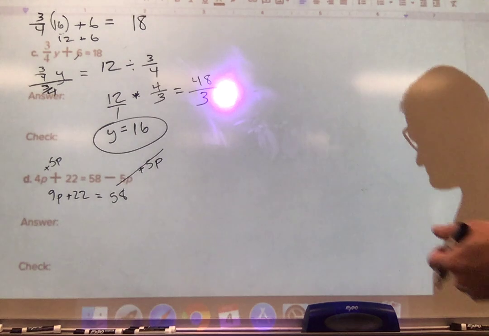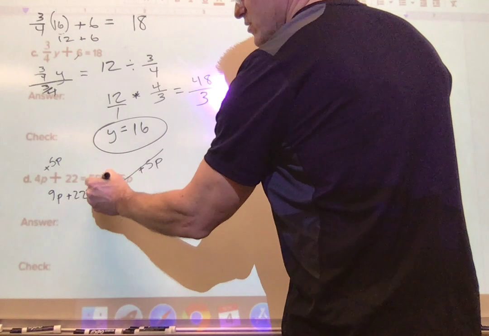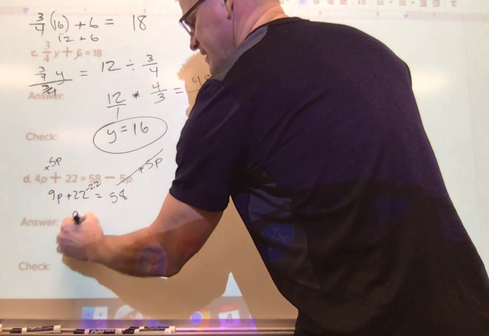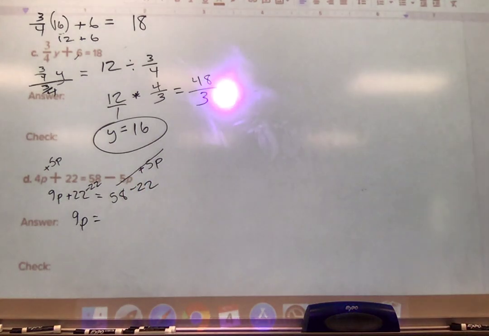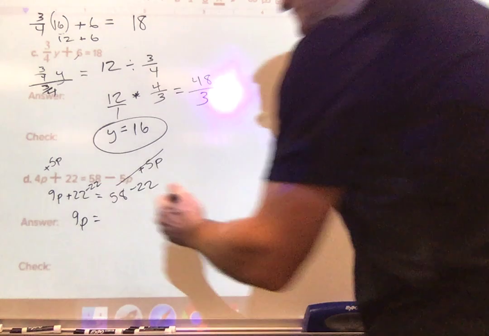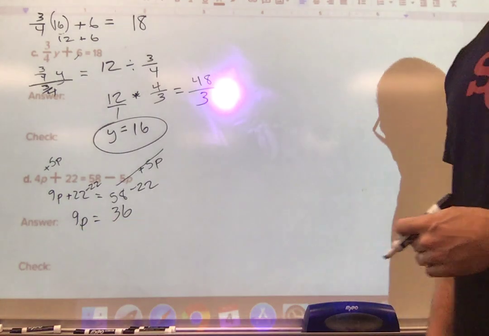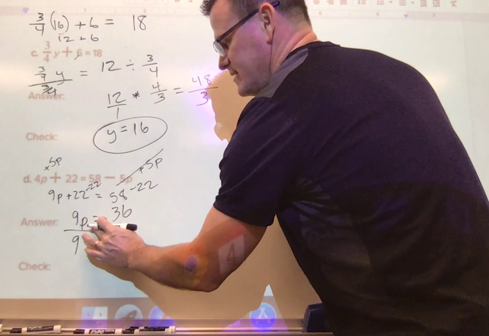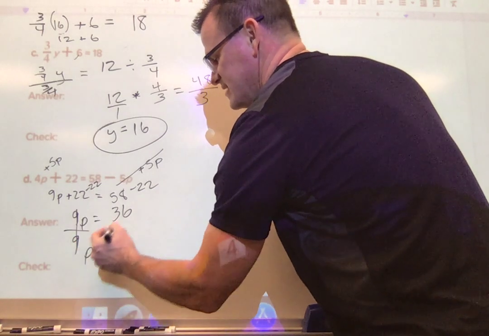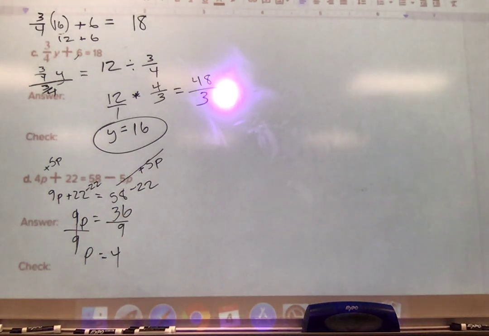Now that's in a pretty simple form. I want to get p by itself, so I have to subtract that 22 to get rid of it, and that just leaves me with 9p. And if I subtract 22 from one side, I do it to the other to balance it. And 58 minus 22 here is 36. Now I'm thinking, 9 times what gets me to 36? Some of you just know that p would be 4. But we also know, to undo multiplying, we divide by 9. So if I divide by 9, that leaves p by itself. So p equals 4. And I know that is correct.